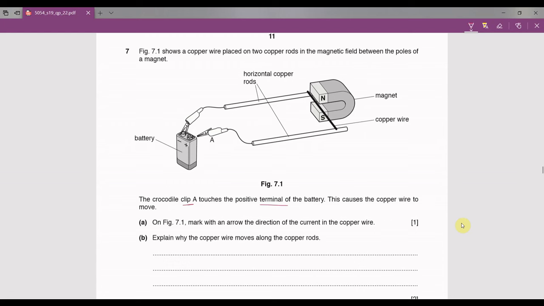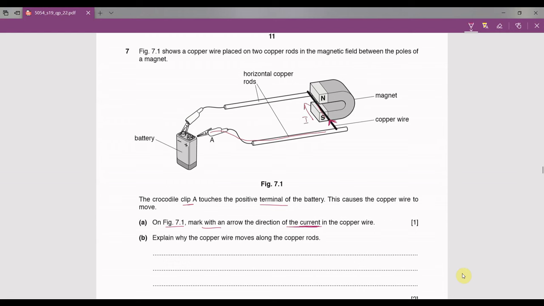So they're saying on figure 7.1, mark with an arrow the direction of the current in the copper wire. When they're talking about current, we are always talking about conventional current, which is from positive to negative. So in the copper wire, the current is going to be like this, in this direction. Okay, so we know the direction of the current now.